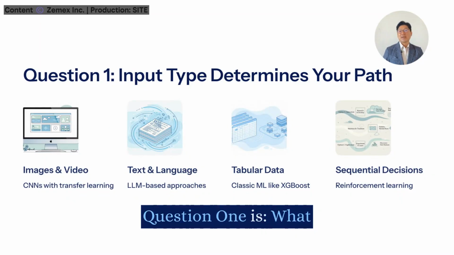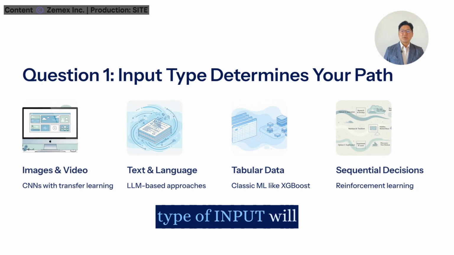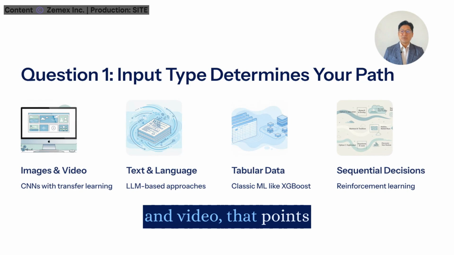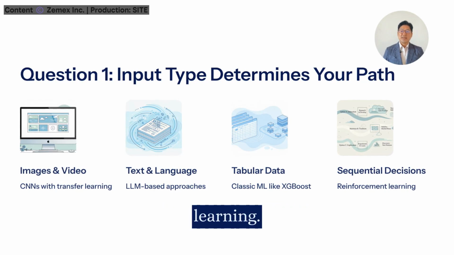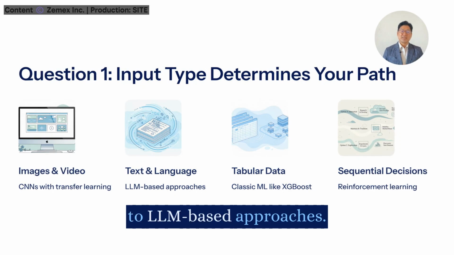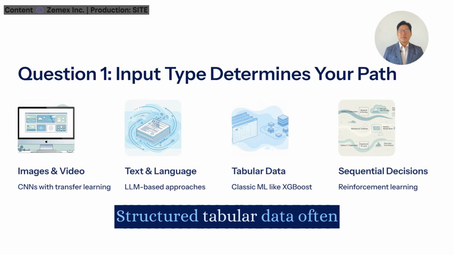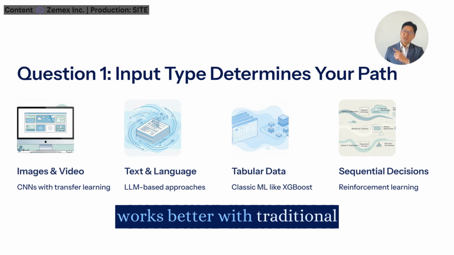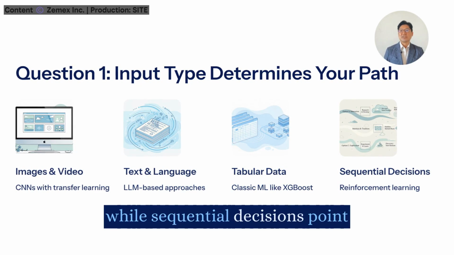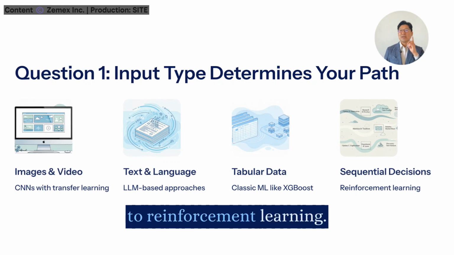Question one is, what type of input will your AI process? If you have images and video, that points to CNNs with transfer learning. If you have text and language, that points to LLM-based approaches. Structured tabular data often works better with traditional machine learning like XGBoost, while sequential decisions point to reinforcement learning.